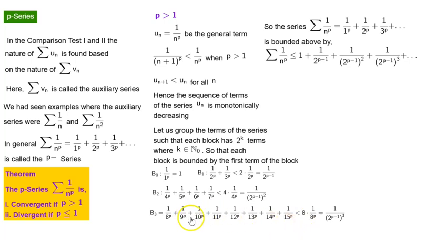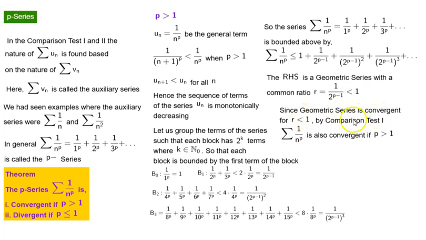Now, if we add up all the blocks, both left-hand sides and right-hand sides correspondingly, we get the series sum of 1/n^p is less than or equal to 1 + 1/2^(p-1) + (1/2^(p-1))² and so on. If you notice, the right-hand side is a geometric series. Common ratio r is equal to 1/2^(p-1), and this we know is less than 1.